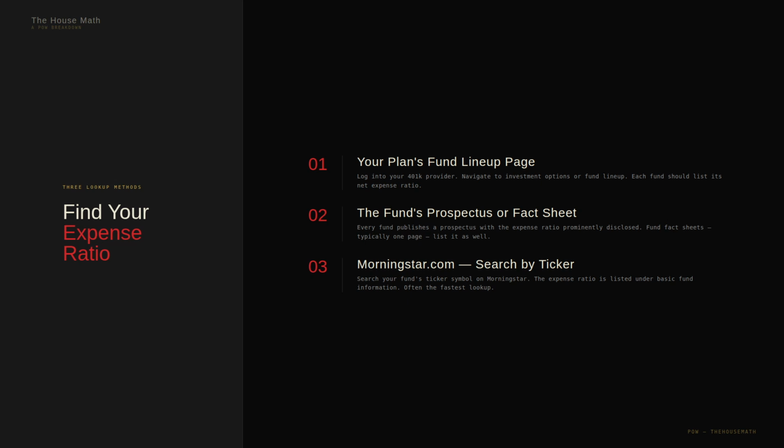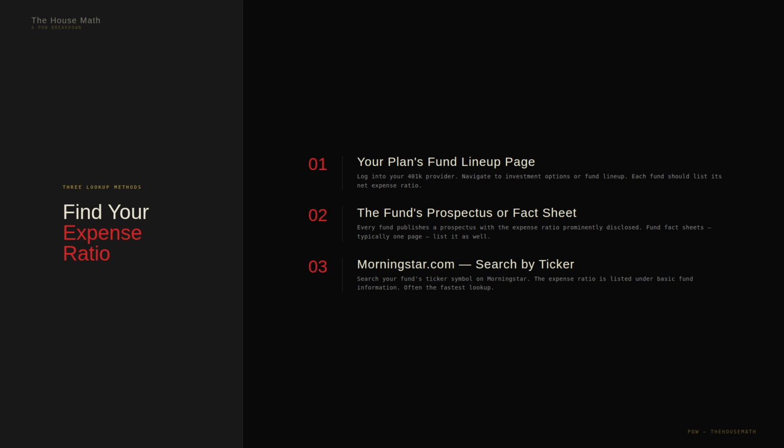Navigate to your investment options or fund lineup. Each fund should list its expense ratio, often labeled as net expense ratio, or annual fund operating expenses. Method 2. The fund's prospectus or fact sheet.